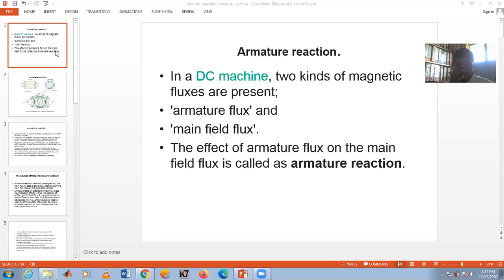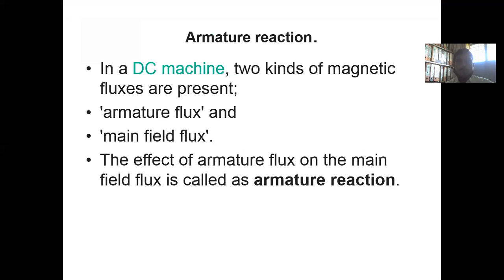Now, what is the construction of a DC generator? Are you watching the screen or not? In a DC machine, what are the parts? Actually, my armature is rotating and the main field flux is constant, given by DC supply. In a DC machine, two kinds of magnetic fluxes are present. One is armature flux, another one is main flux.